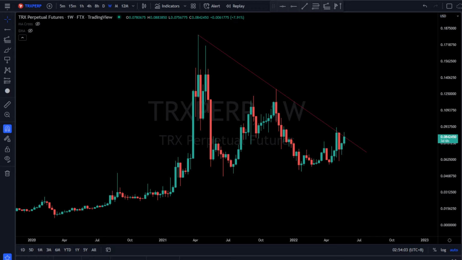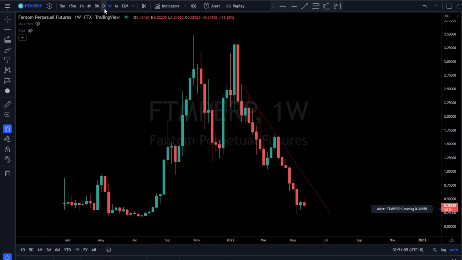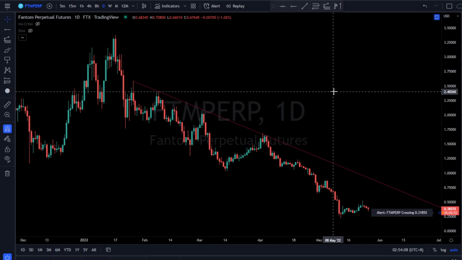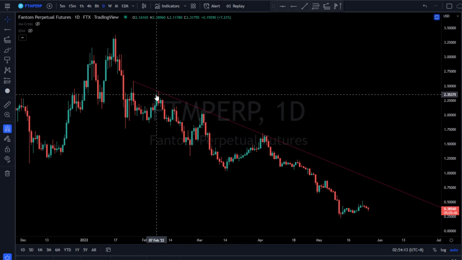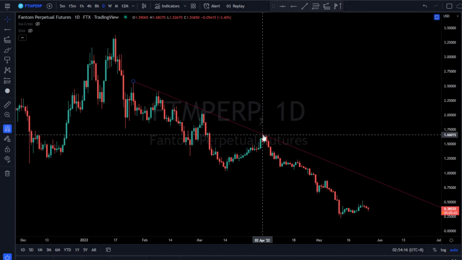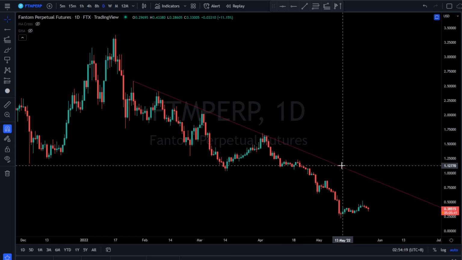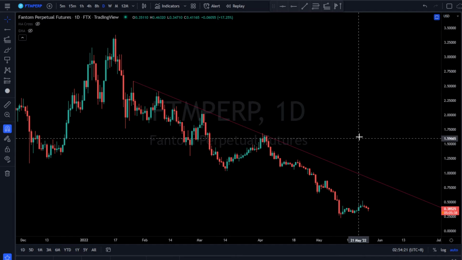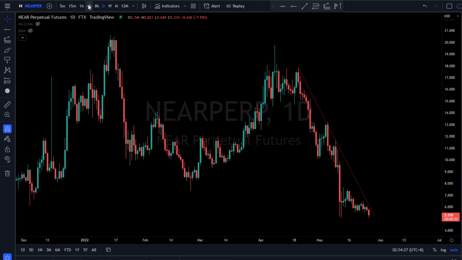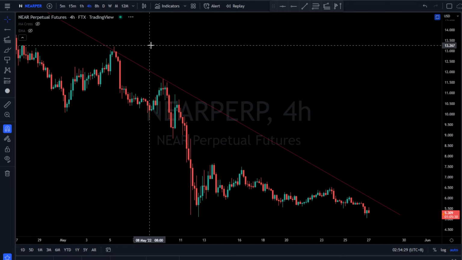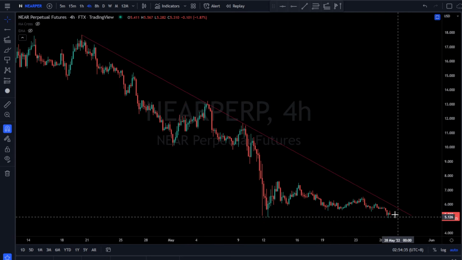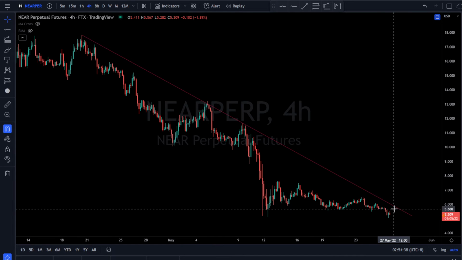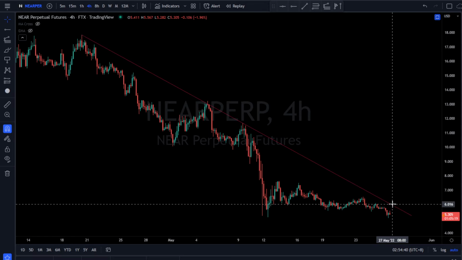Okay, then let's move on to the daily charts. On FTM right here, you can see as well, we have multiple points here, 1, 2, 3, 4, and it's been capping price all the way down. Okay, and even on the 4-hour chart as well, first point, second, third, capping price, and then we can expect to see some resistance here as well if price comes back up.